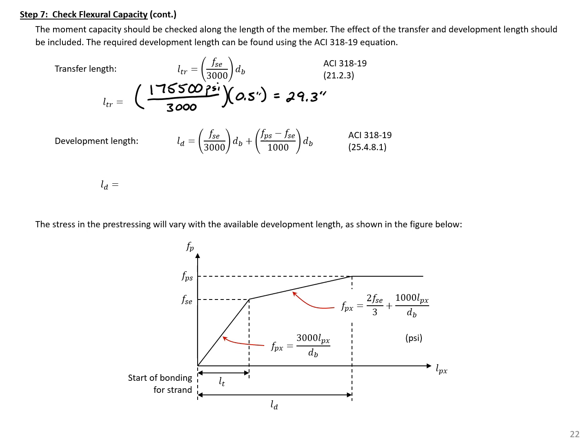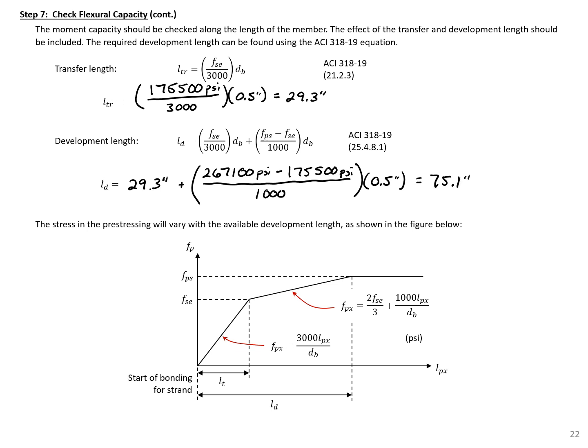We can then use the development length equation here. The first term is just our transfer length, so 29.3 plus 267,100 psi minus 175,500 psi, divided by 1,000, times 0.5, which will give us a value here of 75.1 inches. So here's our transfer length and our development length, which we can use in these equations shown here.